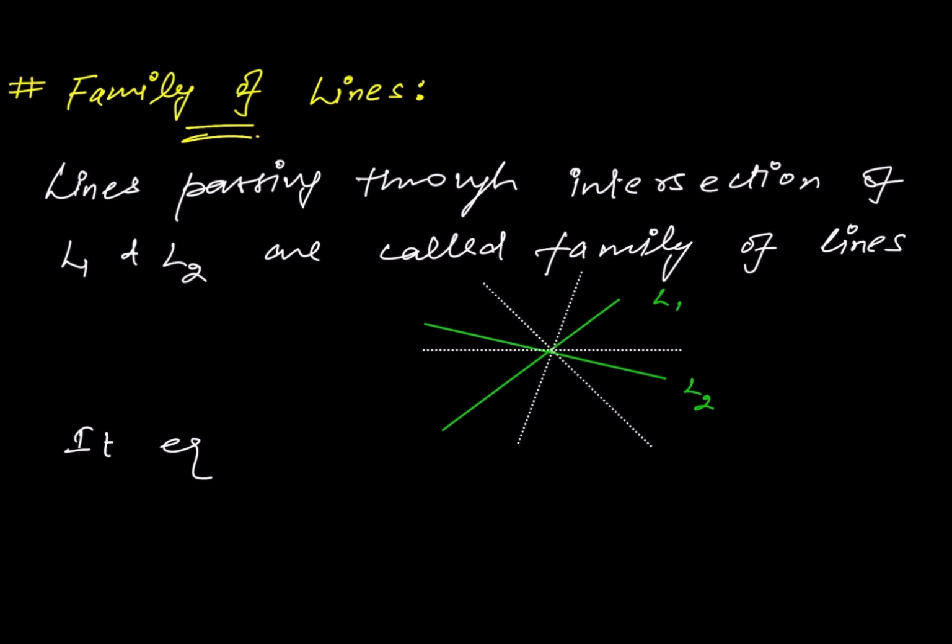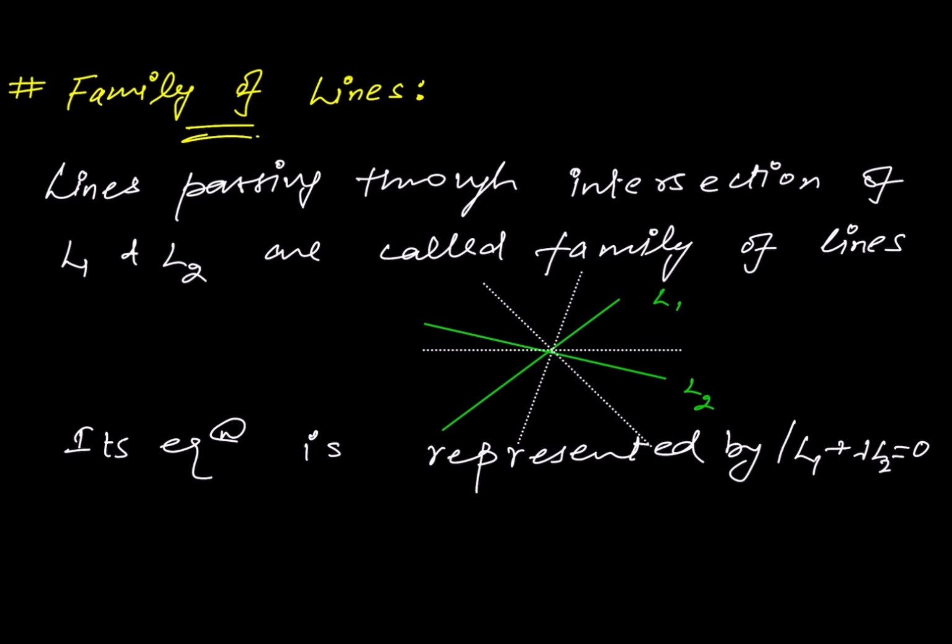its equation is represented by L1 plus lambda L2 is equal to 0. Okay, any line passing through the intersection of L1 and L2 is L1 plus lambda L2 is equal to 0. This is the only theory in this topic. Okay, now let's come to the question.